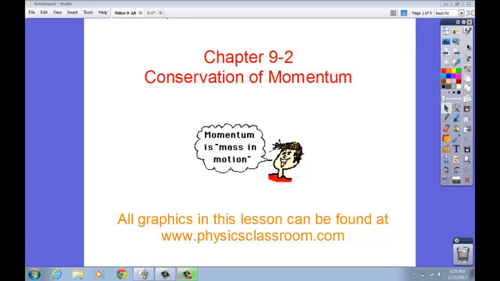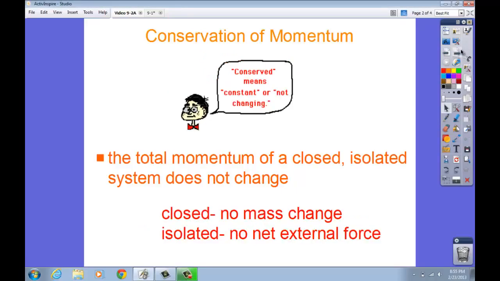The conservation of momentum principle states that the total momentum of a closed, isolated system remains the same. And when we talk about a closed system, that means there's no mass change. So whatever mass is in the system before any certain event, the same mass would be in the system afterwards. Isolated means that there is no net external force. Nothing is affecting the system from the outside.